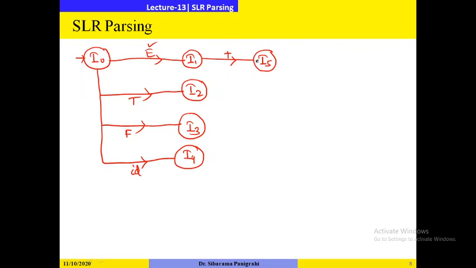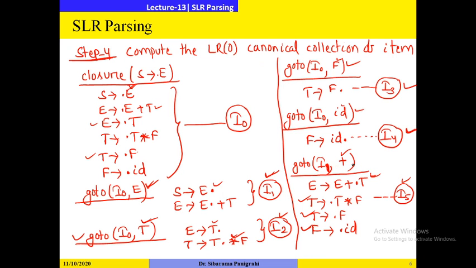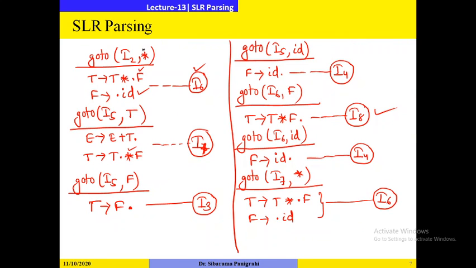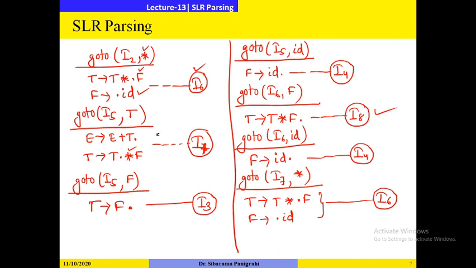Right? So now we will go through I1. I1 by taking plus as input moves to I5. Now let us go through I2. I2 by taking star as input goes to I6.